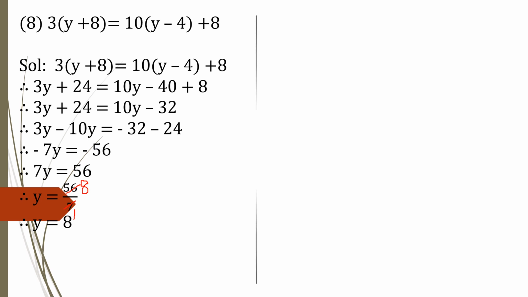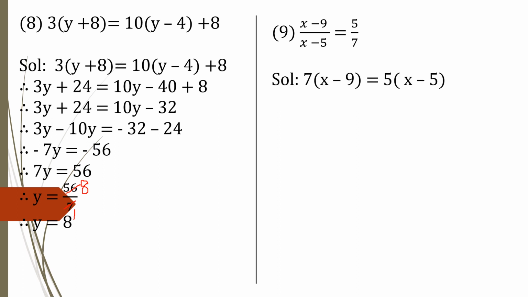Okay. Moving to the 9th one. What is given? x minus 9 upon x minus 5 equal to 5 upon 7. Okay students, let's write down the first equation in the solution. So now what I have done, student, is cross multiplication. I have multiplied, I have done cross multiplication. So 7 into x minus 9, and 5 will come to the right hand side, so it will be 5 into x minus 5.